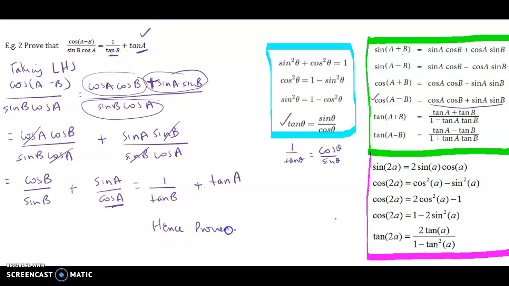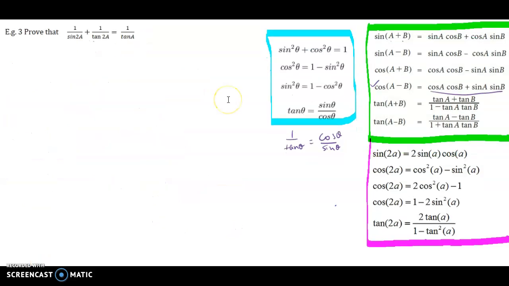Now, let me move on to my third and final example. In this question it says prove that 1 on sine 2a plus 1 on tan 2a is equal to 1 on tan a. Now again, this side looks like the more complicated side, so I'll take the left-hand side again. Now there's a common a here, but of course this could mean anything. It could mean theta, capital A, x and y, and so on.